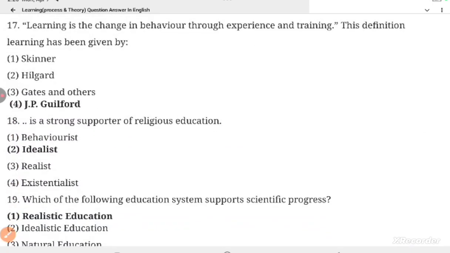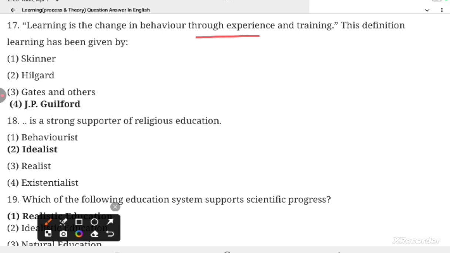Question 17. Learning is the change in behavior through experience and training. This definition of learning was given by J.P. Guilford. J.P. Guilford gave the definition: learning is the change in behavior through experience and training.